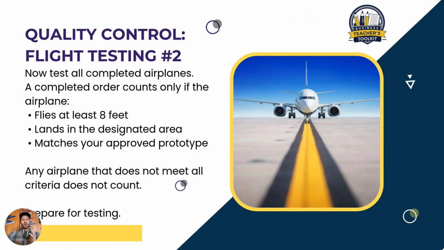Now it's time. We're going to do quality control for flight testing number 2. We've completed all of our second round of airplanes. How many flew 8 feet? How many landed in the area? How many matched the approved prototype? The hope is that your team has gotten better, gotten more efficient. They've improved a process somewhere within the realms of that general construction time frame.